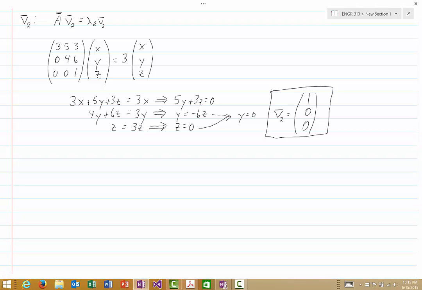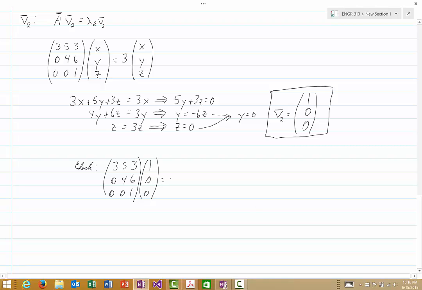And this one, well, I'll go ahead and check it, but it's almost one you can check in your head. Check: 3, 5, 3, 0, 4, 6, 0, 0, 1, times 1, 0, 0 is equal to 3, 0, 0, which indeed is equal to 3 times 1, 0, 0. So that shows that 1, 0, 0 is indeed an eigenvector of this matrix and that the associated eigenvalue is 3.